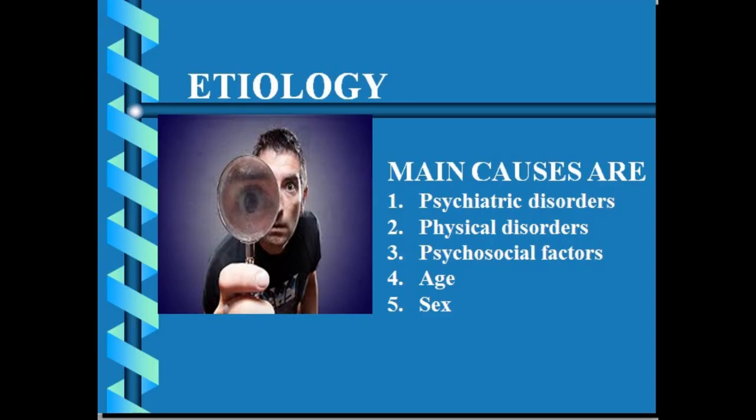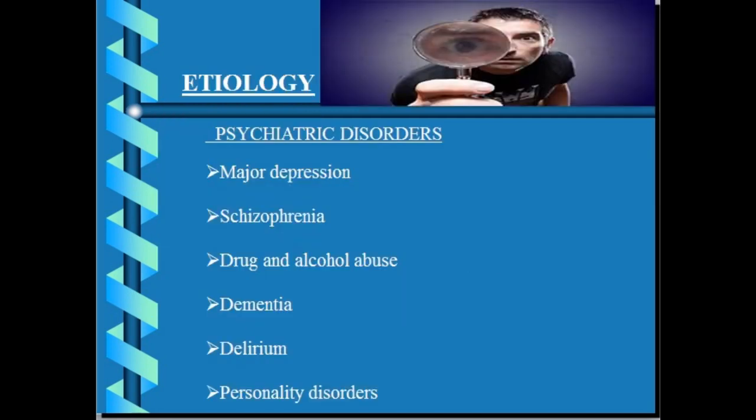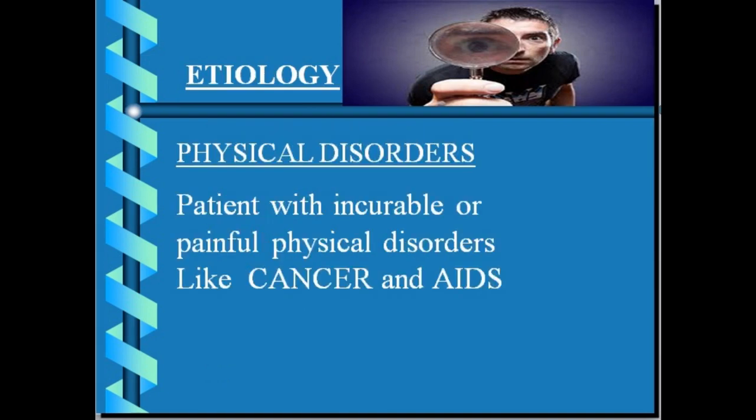Main causes are psychiatric disorders, physical disorders, psychosocial factors, age and sex. Examples of psychiatric disorders that lead to suicide are major depression, schizophrenia, drug and alcohol abuse, dementia, delirium and personality disorders. Now we can move to the second etiological cause, that is physical factors.